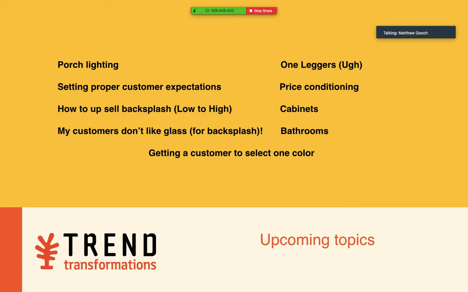So some upcoming topics, again, the porch lighting, that's a topic that we'll probably combine with another one just to make sure we have enough content to fill a call. One-leggers, how we deal with that, setting proper customer expectations, price conditioning, how to upsell backsplashes, cabinets. Again, my customers don't like backsplash glass for their backsplash. They just like white subway tile or whatever you've heard. Bathrooms and getting a customer to select one color, not multiple colors. These are all things that we're going to cover.